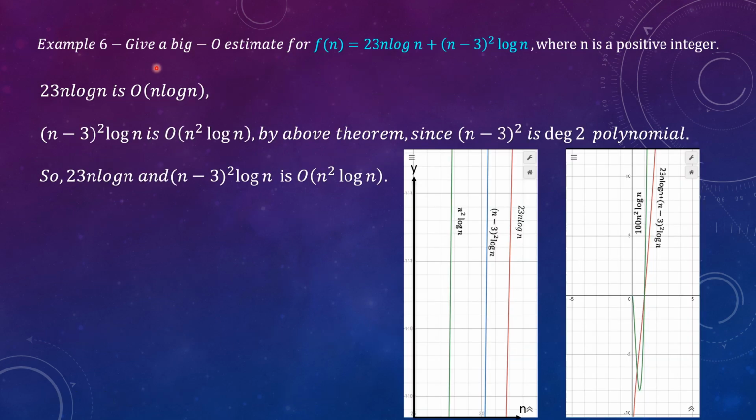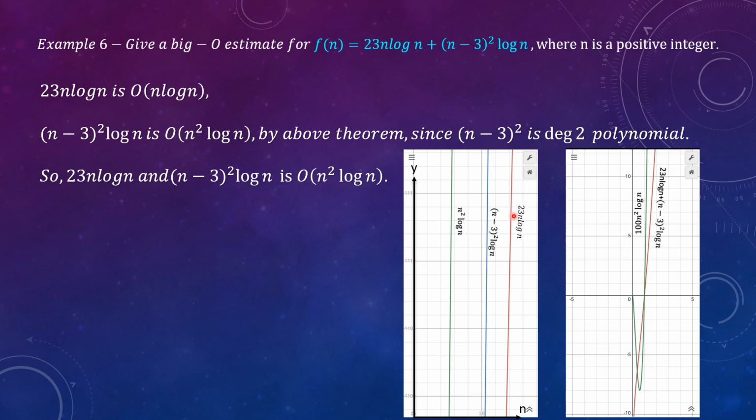Example 6. Give a big O estimate for f(n) equal to 23 n log n plus (n minus 3) squared log n, where n is a positive integer. 23 n log n is big O of n log n, and (n minus 3) squared log n is big O of n squared log n, because by the previous theorem we can see this is a degree of 2, and so we want to take the degree of 2 to be the big O. So 23 n log n plus (n minus 3) squared log n is big O of n squared log n.